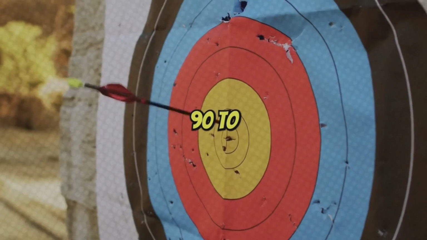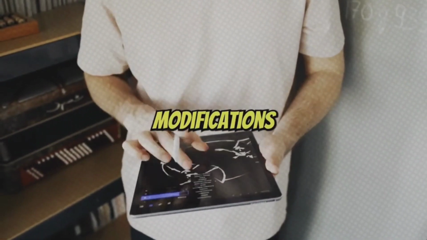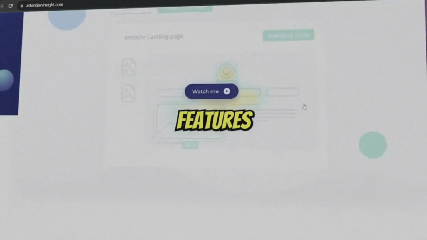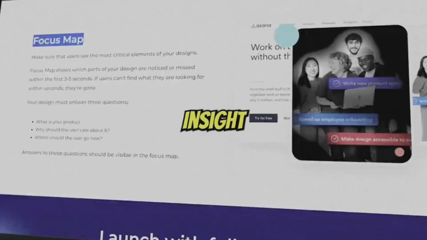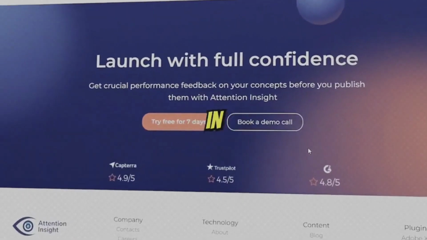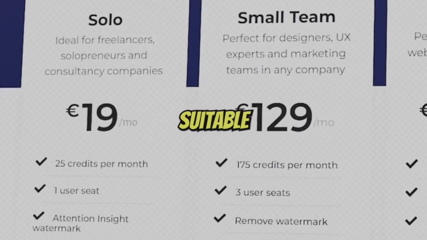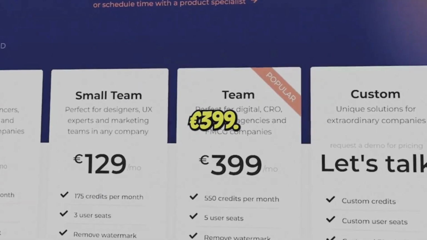Moreover, with 90 to 96% accuracy, it will be convenient for you to make modifications to your design, saving a lot of time. With its multiple features like heat maps percentage, attention and focus map, Attention Insight is capable of magnifying your decisions and making your skills. You can log in for free for 7 days and after that you can join monthly pricing packages suitable for you starting from 19 euros to $3.99.